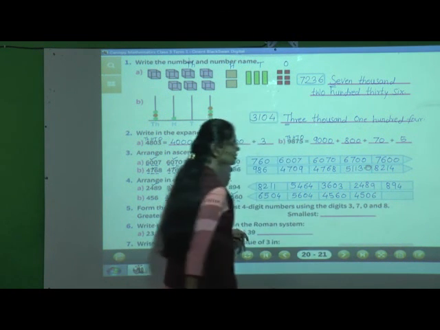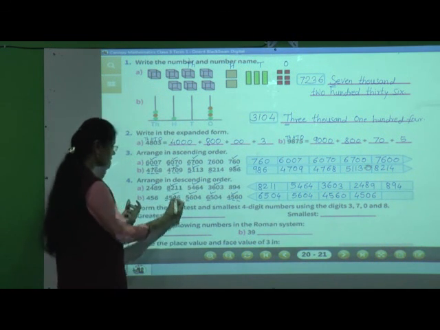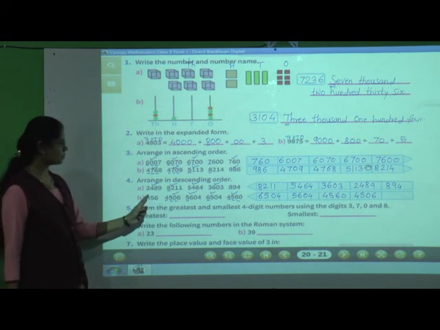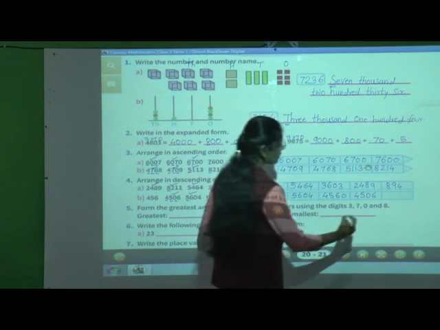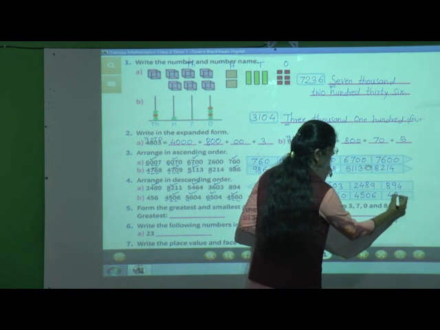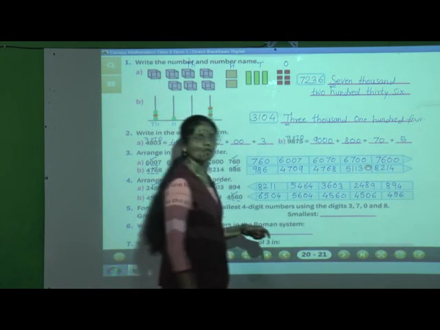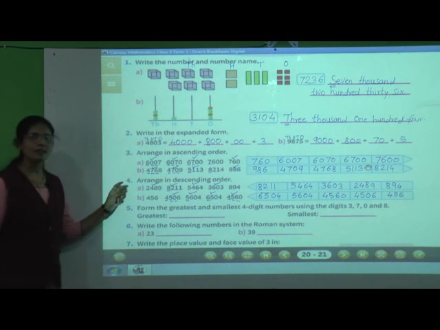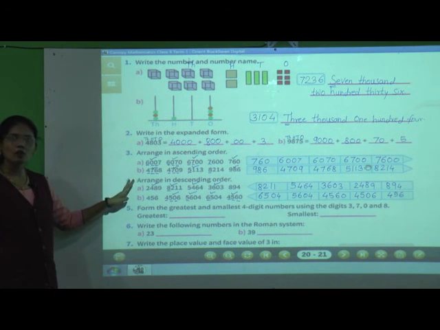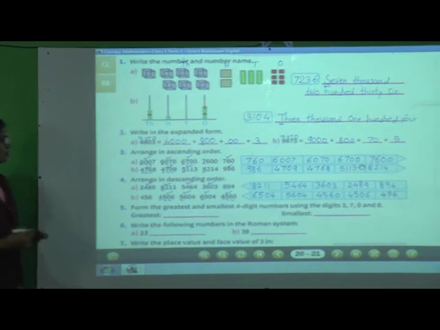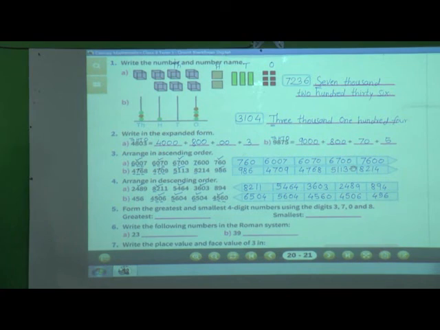and at the last, the remaining 3 digit number, this will be the smallest number, so we will write that number last, 456. So in this way we can arrange the numbers in descending order also. Okay, now see the next question.